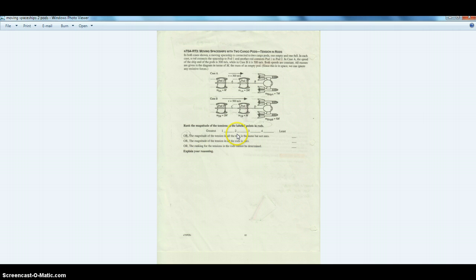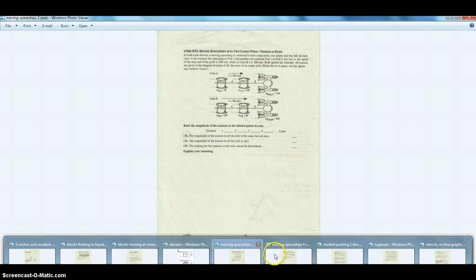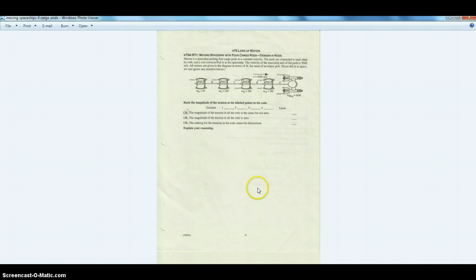That's why the magnitude would never be zero, I believe. The ranking for the tensions in the rods cannot be determined. No, that's false. So the magnitude of the tension in all the rods is the same but not zero, for which you can make an educated guess even.